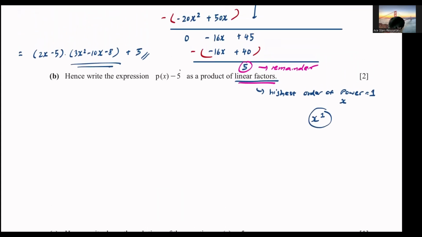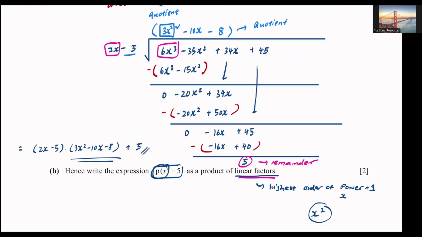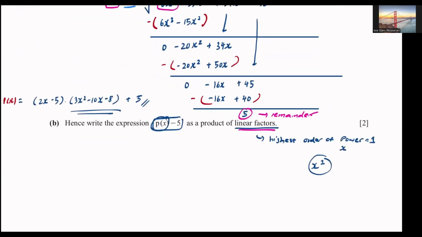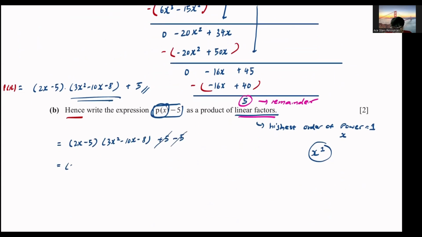So p(x) minus 5, technically they want to trick you, right? So you just have to write down what your p(x) is. So this is our new form of p(x). Because it's mentioned "hence", meaning you have to use your answer from the previous section in order to answer this. So the new form of p(x), we have 2x minus 5, 3x squared minus 10x minus 8 plus 5, minus 5. So plus 5 minus 5 you can technically cancel out. So all you have is 2x minus 5, 3x squared minus 10x minus 8.